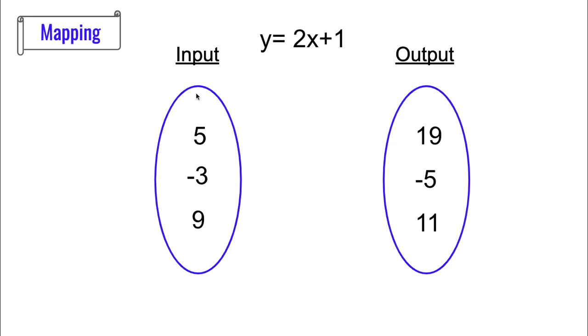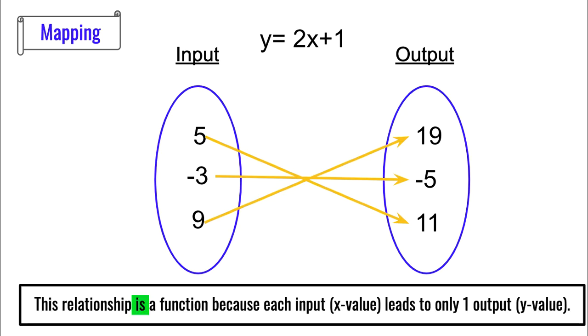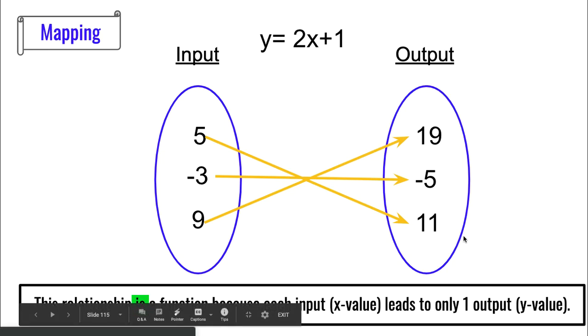So again, here are all the input values that we used. We put 5, negative 3, and 9 into the machine. What did we get out? Well, when we put in 5, we got out 11. When we put in negative 3, we got out negative 5. And when we put in 9, we got out 19. So is this a function? It is, because again, every input on this side leads to exactly one output on this side.